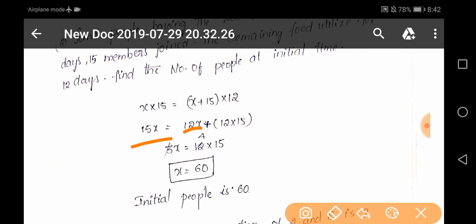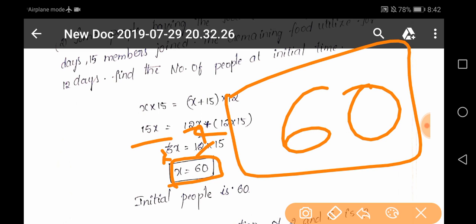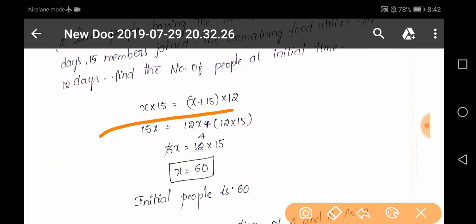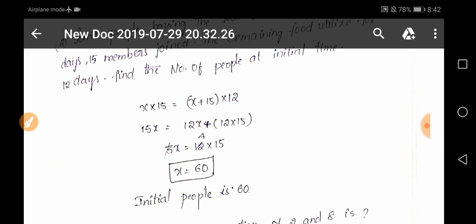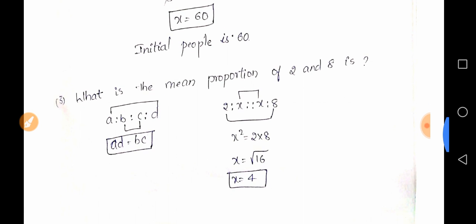So just multiply it: 15x equals 12x plus 12 into 15. So 15x minus 12x is 3x, equal to 12 into 15. 3 ones are 3, 3 fours are 12. So x is 60. So initially the people were 60 members. This is how you will solve. You just have to know how to write this equation, then everything will be solved. Okay, and here we are done with the ratios.